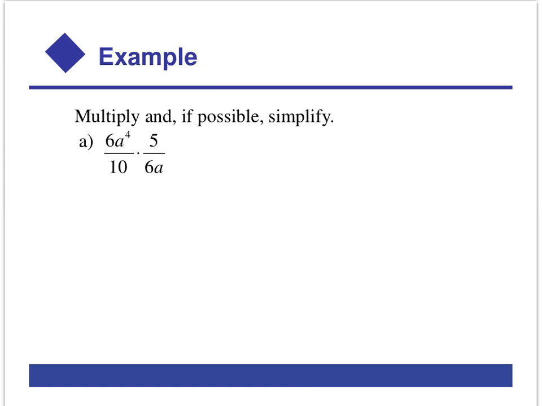Alright, this one says multiply and, if possible, simplify. So let's multiply first. Basically we just multiply 5 times 6a to the 4th, so we're going to get 30a to the 4th. Whoops, let's make that 30. And then on the bottom you get 10 times 6a, so you're going to get 60a.